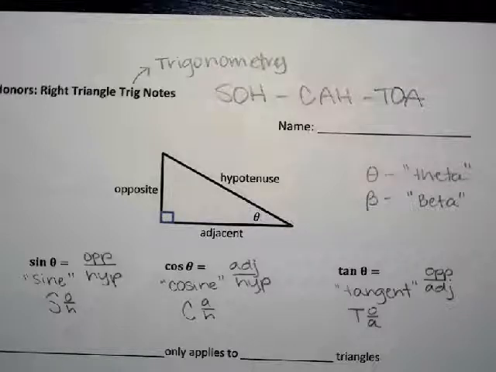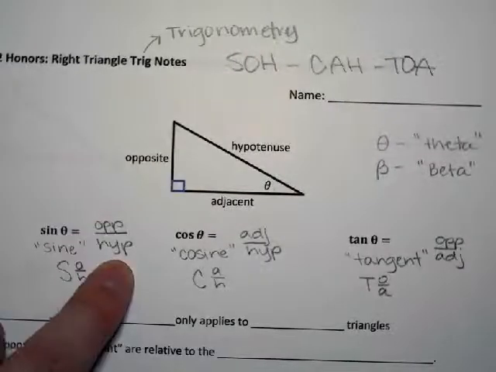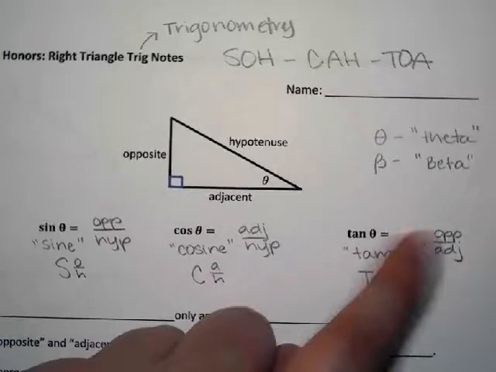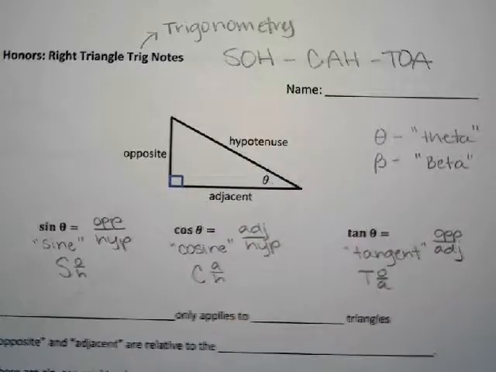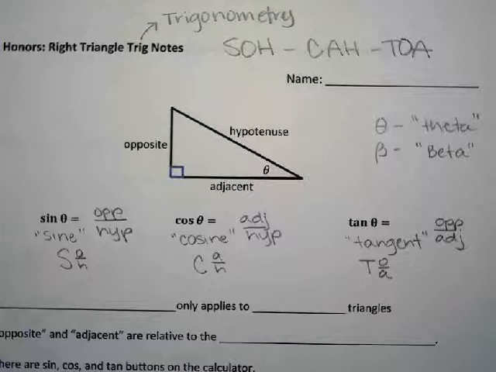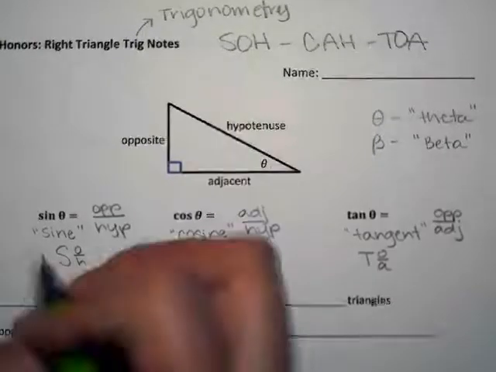Okay, so Sohcahtoa, that's how we remember that sine is opposite over hypotenuse, cosine is adjacent over hypotenuse, and tangent is opposite over adjacent. Okay, any questions so far? How do your brains feel? Pretty good? Okay. All right, so Sohcahtoa is this first blank.